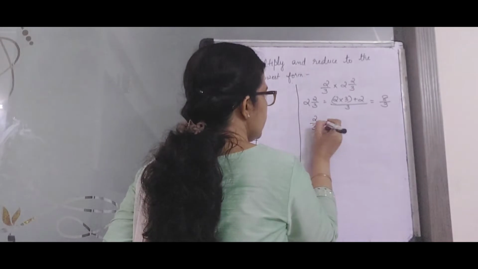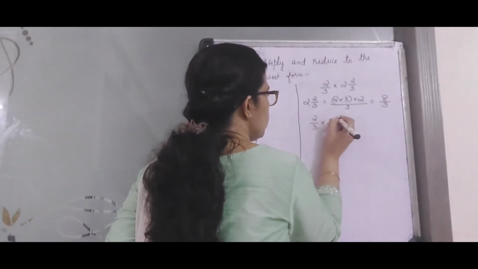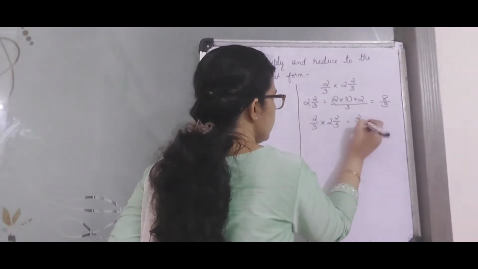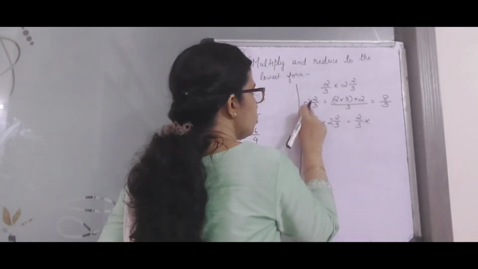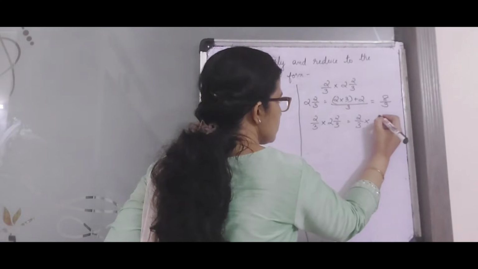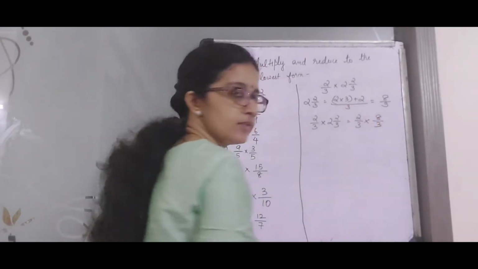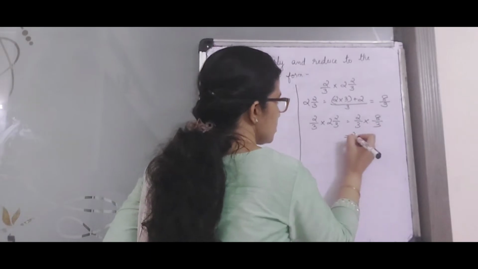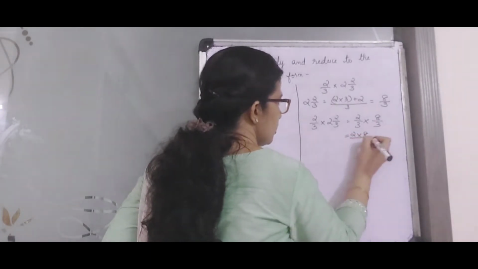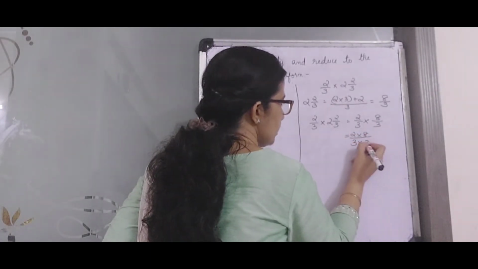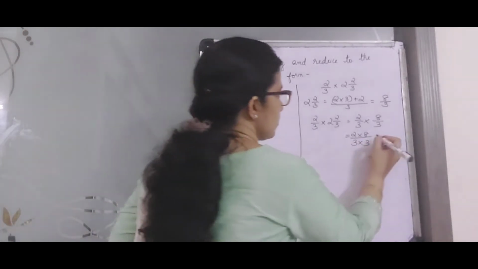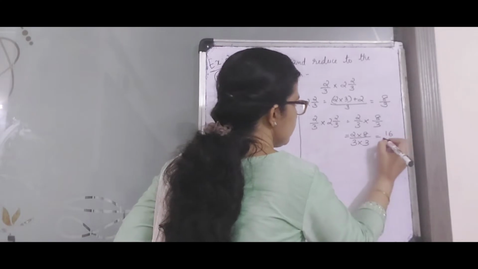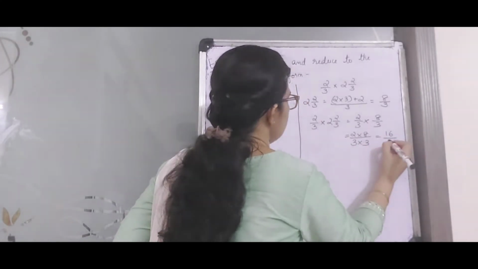Now let's come back to the question. 2 2 by 3 into 2 2 by 3 is equal to 8 by 3 into 8 by 3. Now multiply the numerators and denominators: 8 into 8 divided by 3 into 3. That is equivalent to 64 divided by 9.